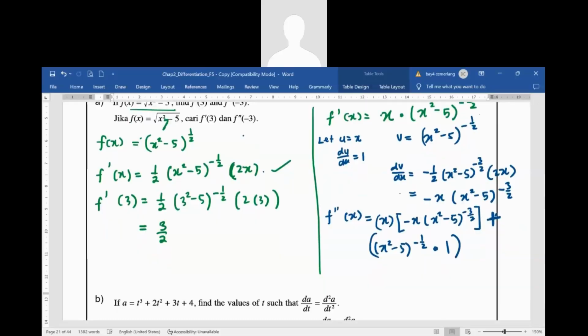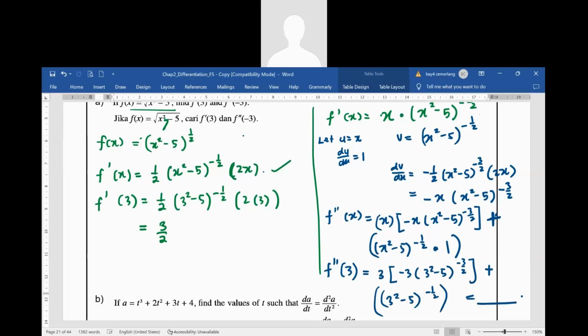Now you already have the expression. No need to simplify. They never ask you for the expression, they are just asking for the value. Just substitute x with 3: 3 times negative 3 times 3 square minus 5 power negative 3 over 2, and then plus 3 square minus 5 power negative 1 over 2 times 1.